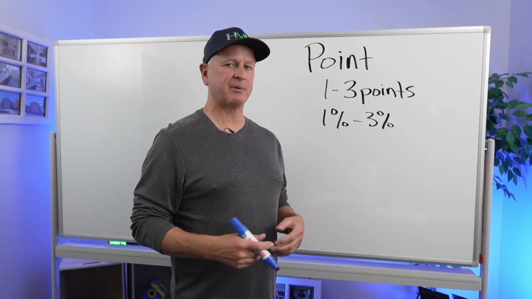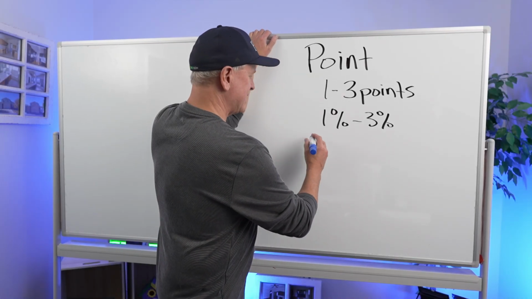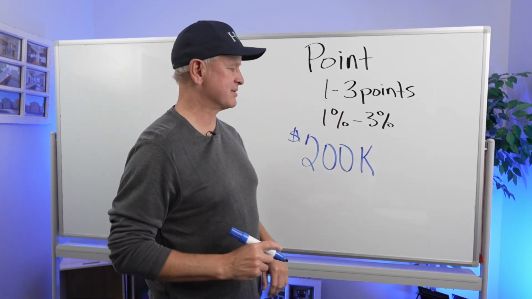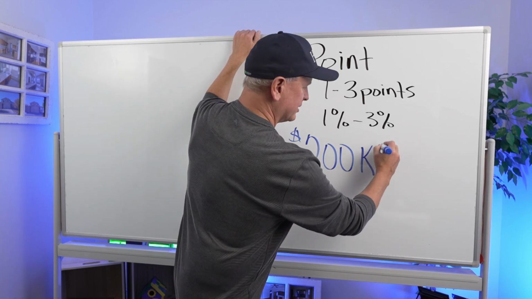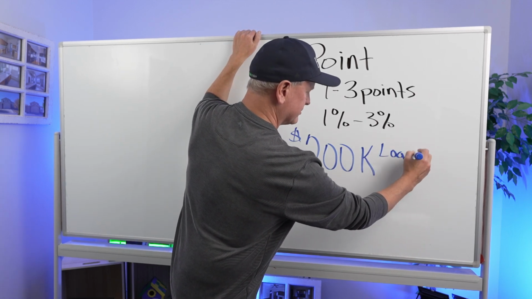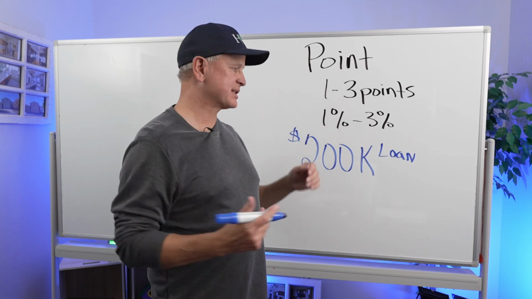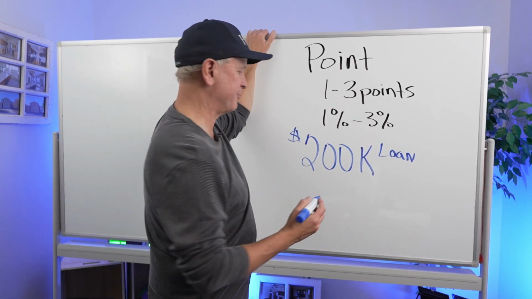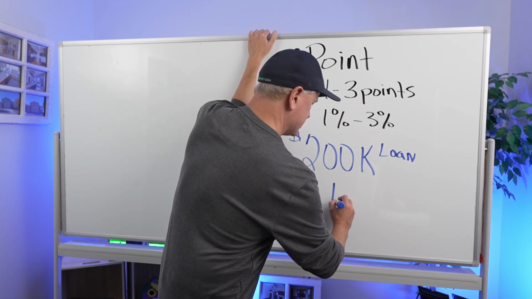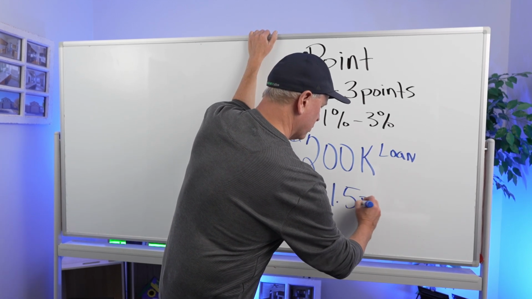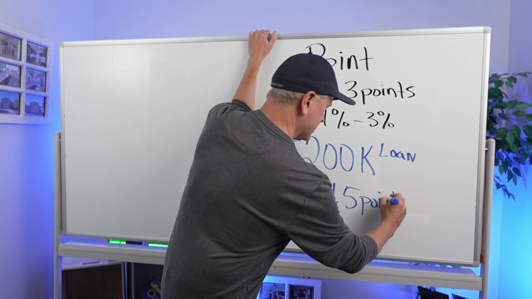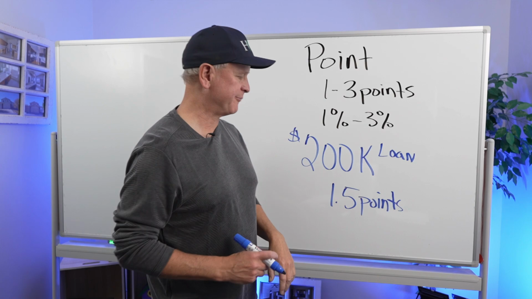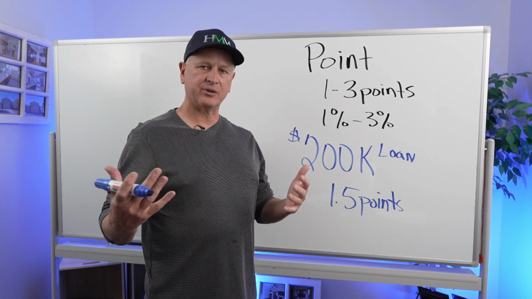So grab a piece of paper, pen. Let's say your loan amount is $200,000. So this is your loan. And let's, for example, say your lender is going to charge you 1.5 points. They're going to go like, our fee is 1.5 points. So what do you do? How do you calculate that?